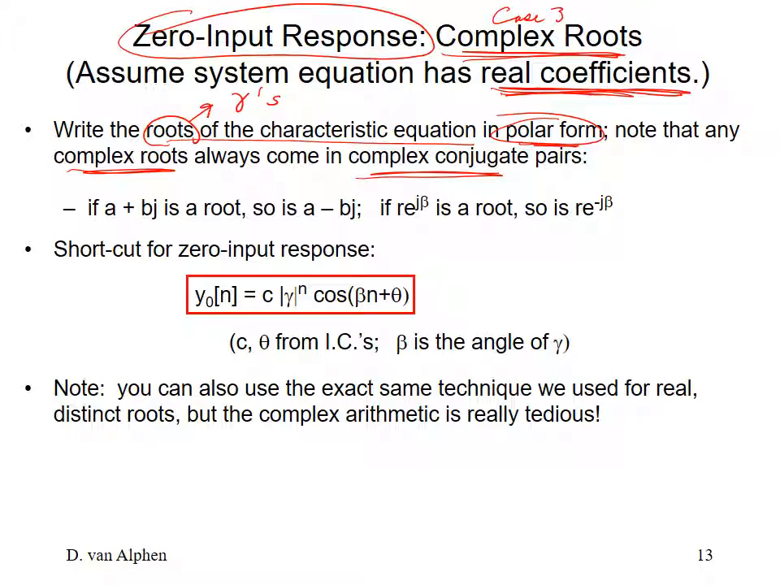So just as a reminder, if a plus bj is a root, so is a minus bj. Those are complex conjugates of each other. If it's in polar form, if re to the j beta is a root, then so is re to the minus j beta. Those are complex conjugates of each other. Okay? And then we're going to give you just a nice shortcut for finding the zero input response.